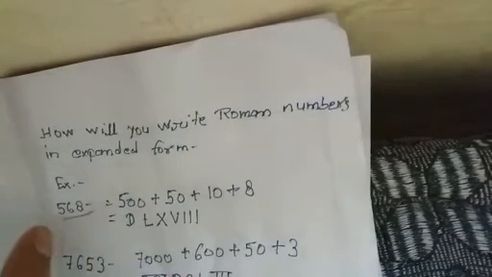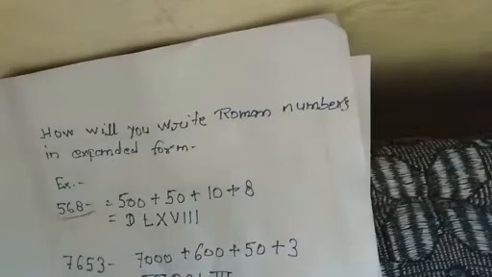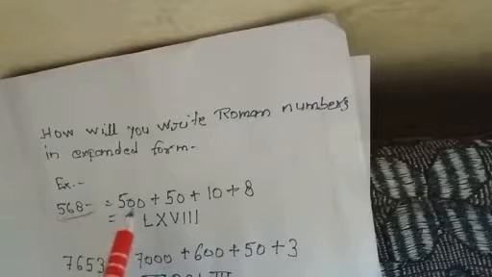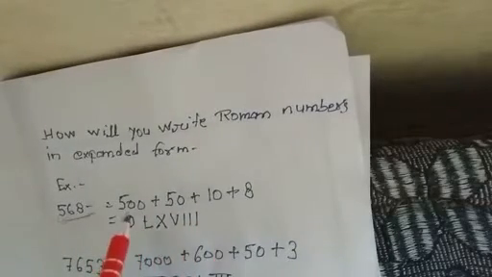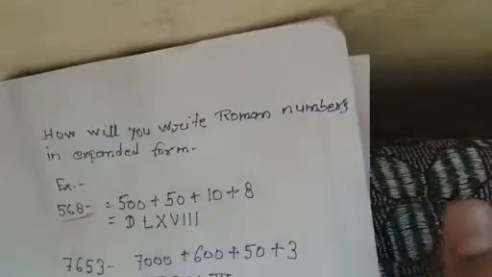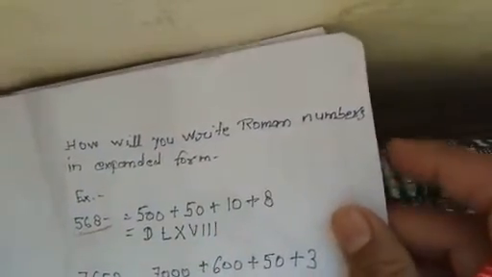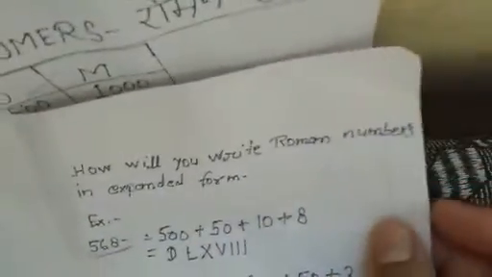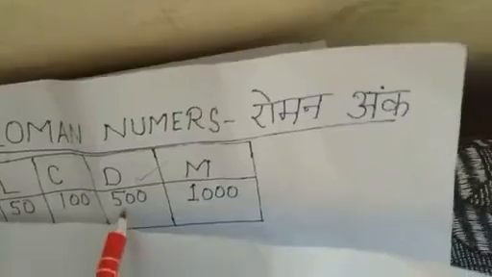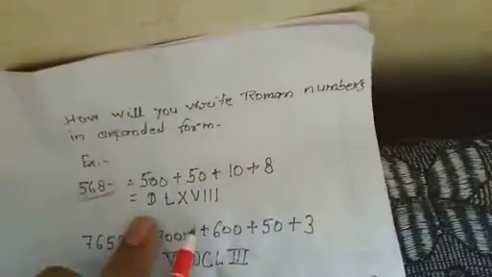So at first we write this number into expanded form just like 568. We can write also 500 plus 50 plus 10 plus 8. After that we change into Roman number. So student, you listen and see carefully कि at first we write the Roman number of 500. So what is the Roman number of 500? D. Means we write here D.